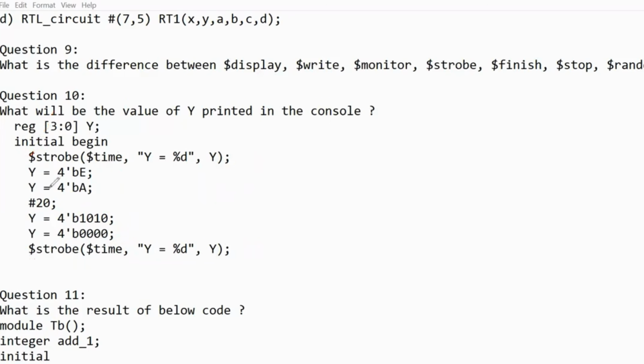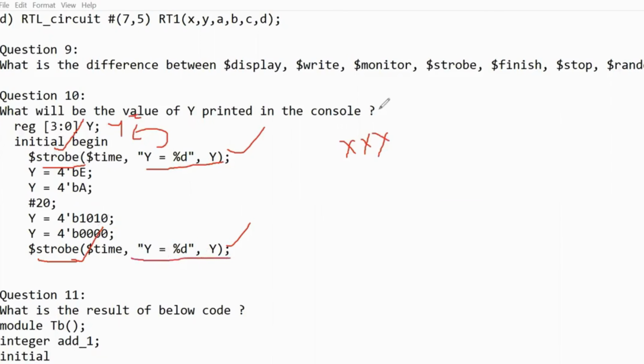Suppose I am using $display in the same places, here $display, here $display. What statements will be printed? 0 will be displayed here. What about this $display statement? A will be displayed. Here unknown X will be displayed because there is no value assigned to y before this statement. So here unknown will be displayed, and the immediate value means here 0 will be assigned.